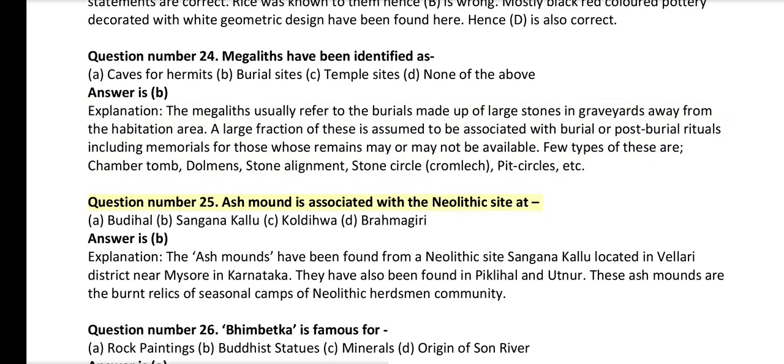Question number 25. Ash mound is associated with the Neolithic site at A. Budihal. B. Sanganakallu. C. Koldiya. D. Brahmagiri. Answer is B.